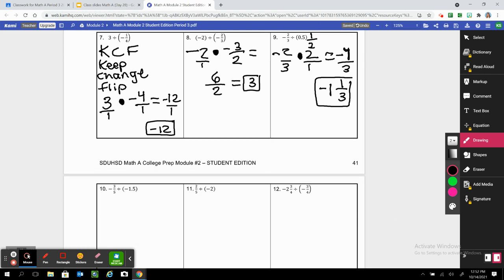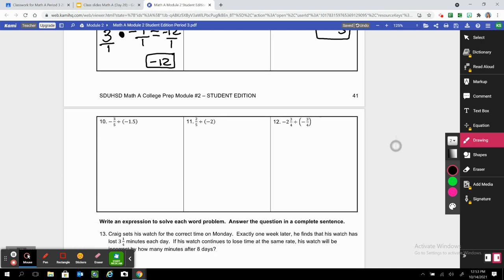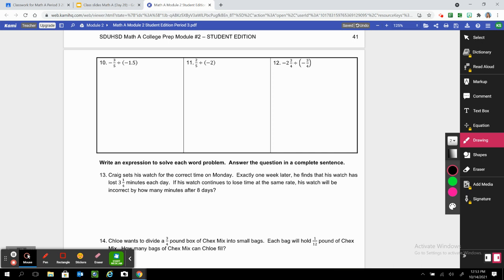All right, for the next page, we have 3/5 divided by negative 1.5. So I'm going to scroll down, or you're going to click on the right arrow to get to the next page. So we have negative 3/5, keep. So again, keep, change, flip still applies when you see division. Negative 1 1/2 is really just negative 3/2. So when I multiply by the reciprocal, I'm going to be multiplying by 2 over negative 3.